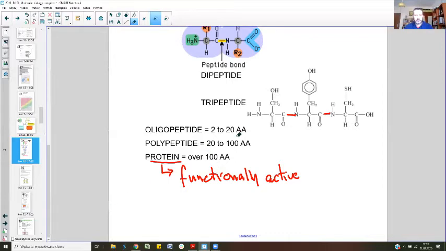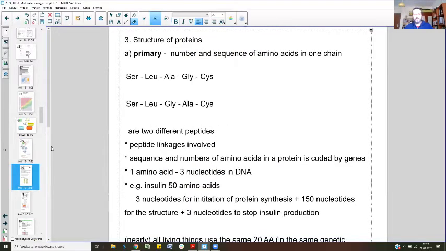Okay, so let's take a look at how this huge variety of proteins is made. The structure of a protein is described by levels of structure. The first level is the primary structure of a protein. It's the number and sequence of amino acids in one chain.